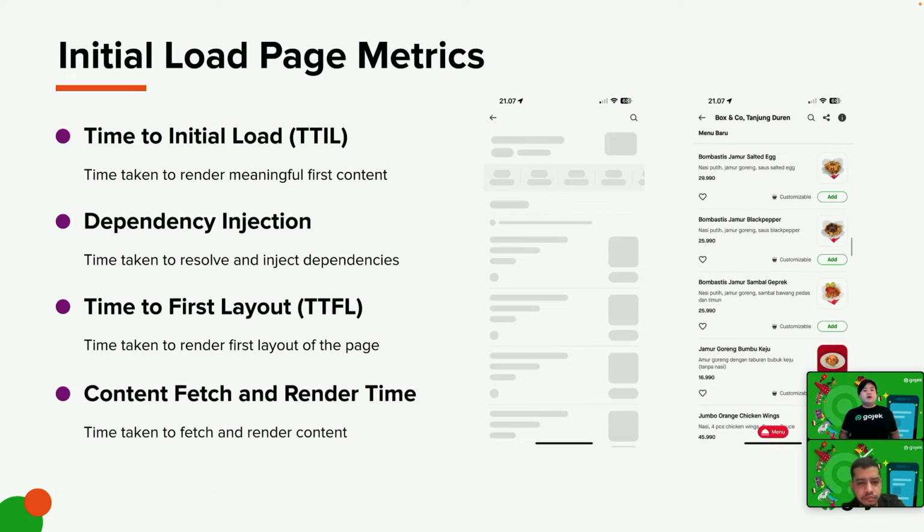And we have the content fetch and content render time. Content fetch time is the time taken to load the content from a network remote API call or maybe from local disk cache. It also includes the time taken to decode the raw data into data objects. And content render time is the time taken for the view to render the content of your screen.